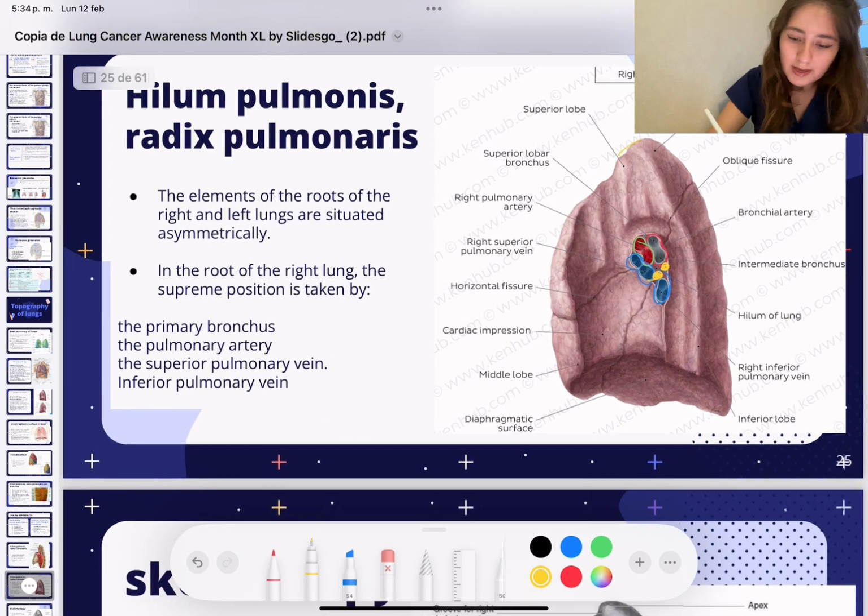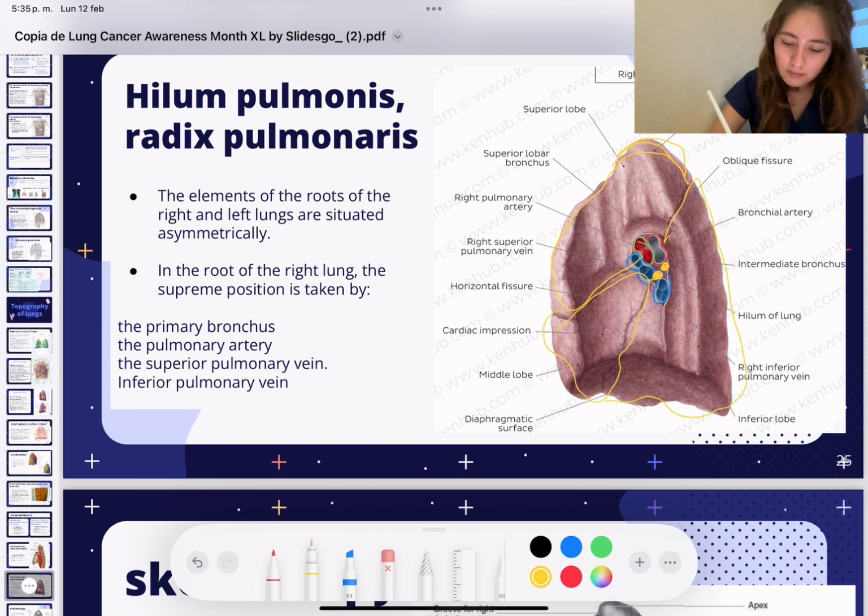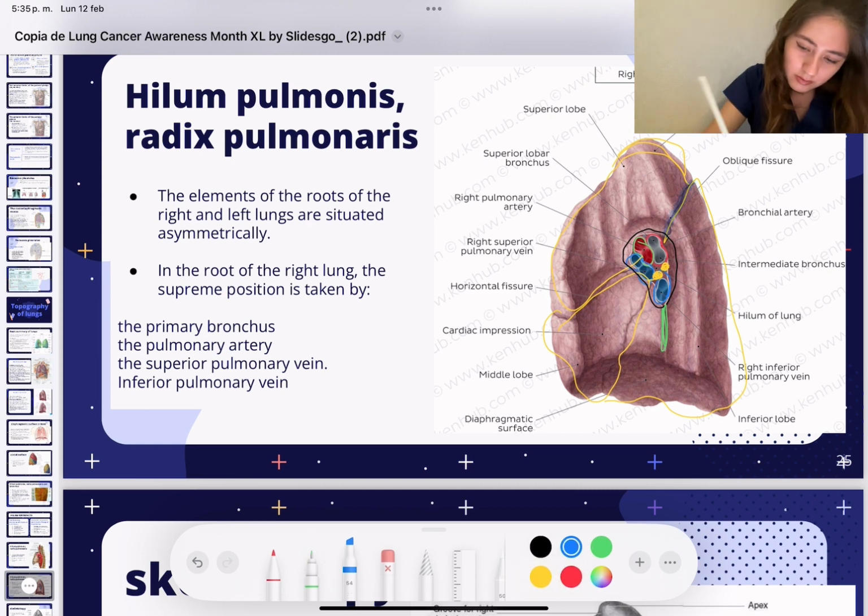We have also the apex of the lung. We have the superior lobe, middle lobe, inferior lobe. This is the hilum, the ligamentum pulmonale. We have the oblique fissure, and the horizontal one.